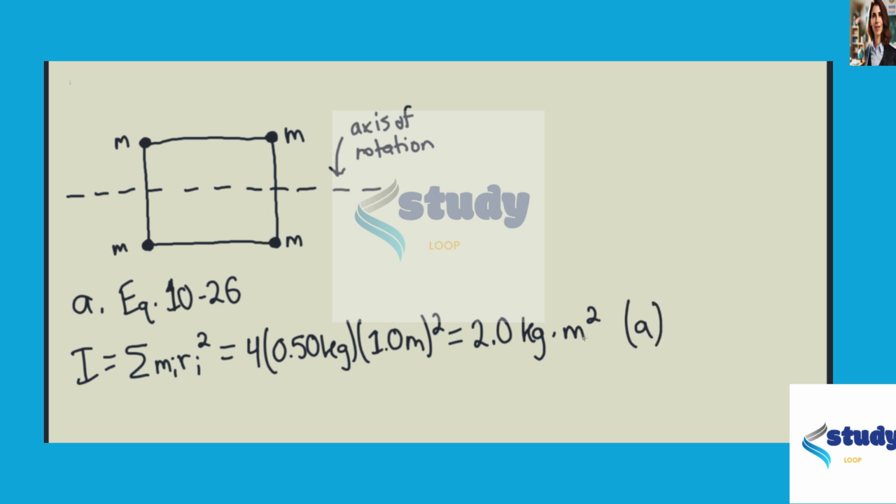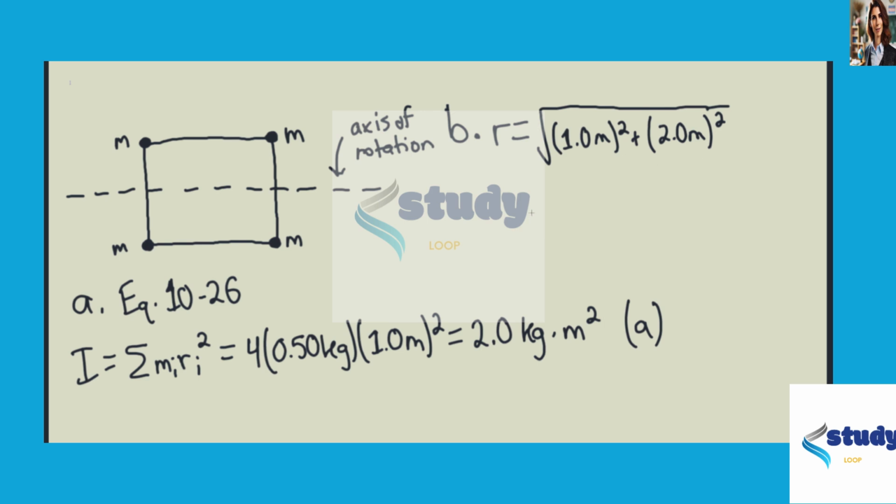However, for part B, the two masses nearest the axis are 1 meter away from it, but the two furthest from the axis have an r equaling the square root. So we're using the Pythagorean theorem, essentially, to find the distance. This would be 1.0 meters, quantity squared, plus 2.0 meters, quantity squared.